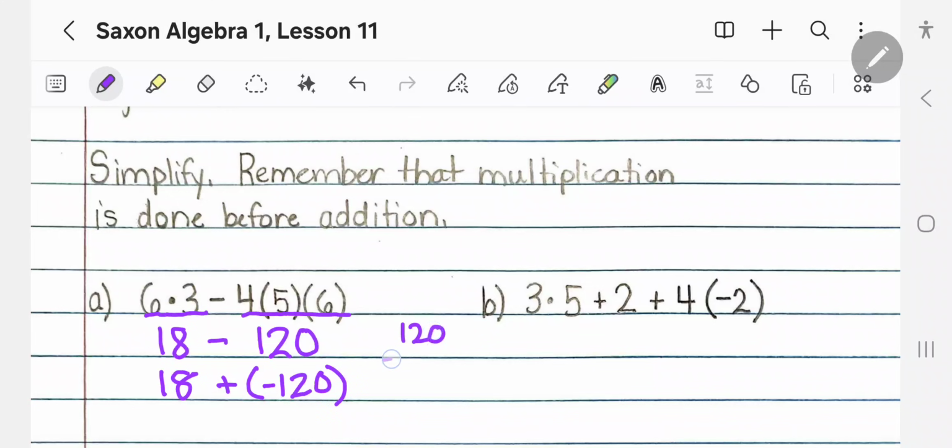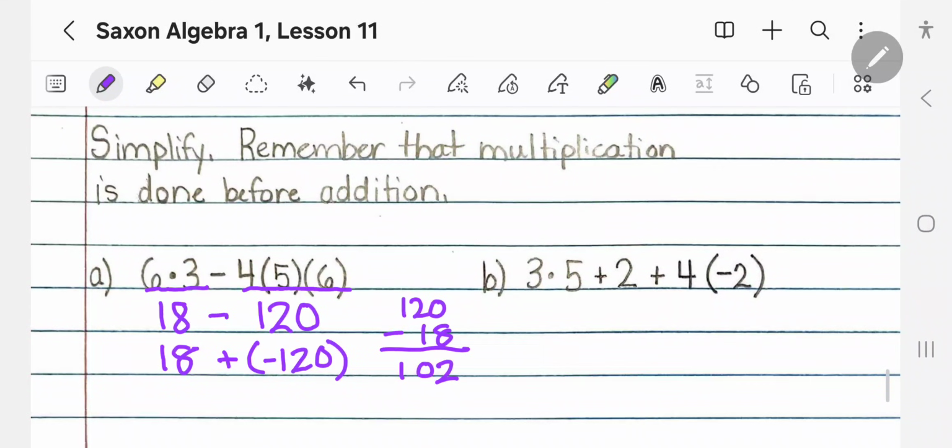So I'm going to do 120 minus 18, which is 102, and then I take the sign of the one with the largest absolute value, which is the negative 120. So the answer is going to be negative 102. B, I'm going to look for multiplications. I'm going to erase this since it's close.